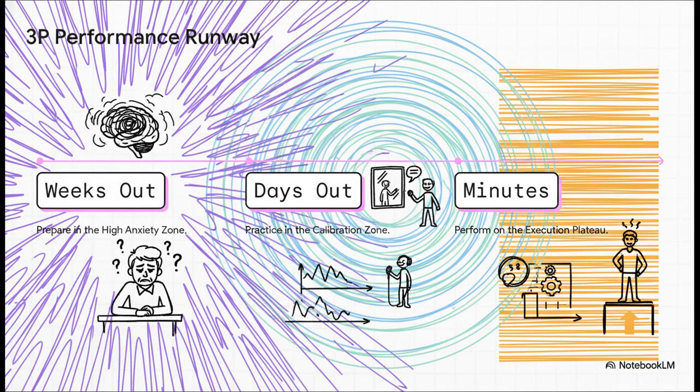Weeks before the big event, you're in the prepare phase. Make no mistake, this is the high-anxiety zone. But as you move into practice days before, starting alone, then moving to a mirror, then escalating to friends for feedback, you enter the calibration zone. And look at that, your anxiety naturally starts to drop. Finally, just minutes before you perform on the execution plateau, you deploy physiological resets, like deep breaths, to completely bypass nervousness. This lets you calmly execute the mental blueprint you've prepared.